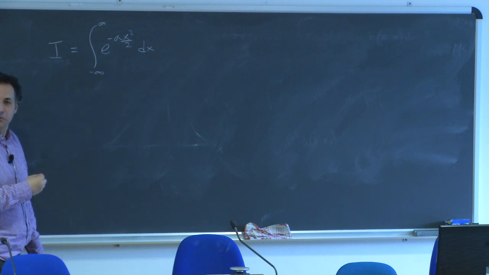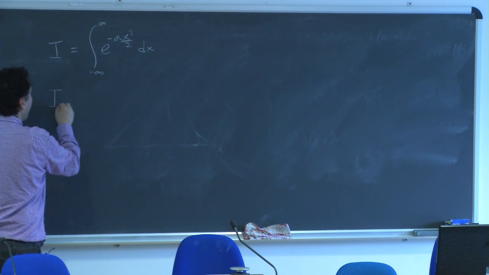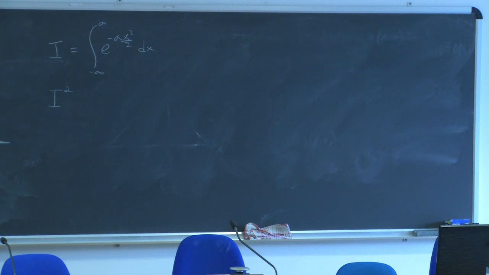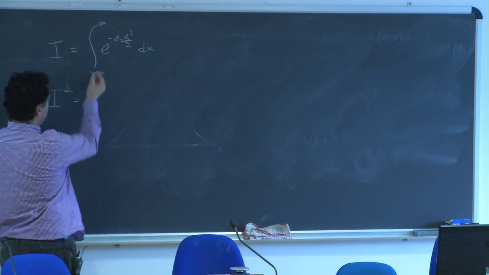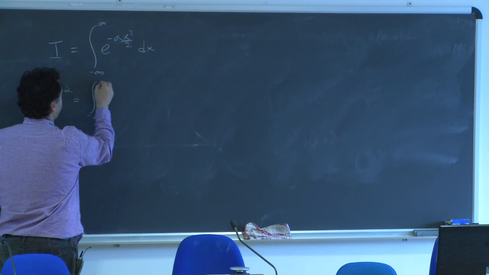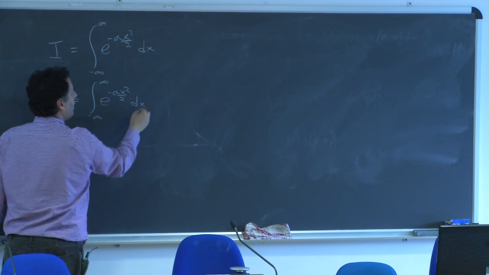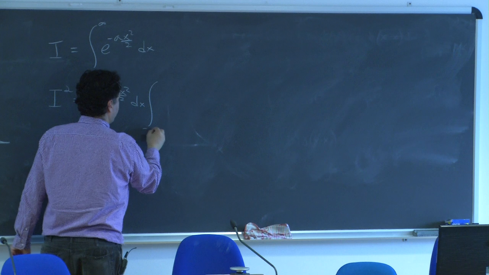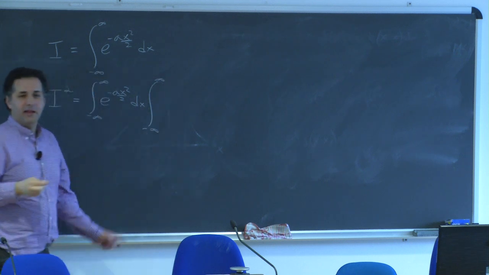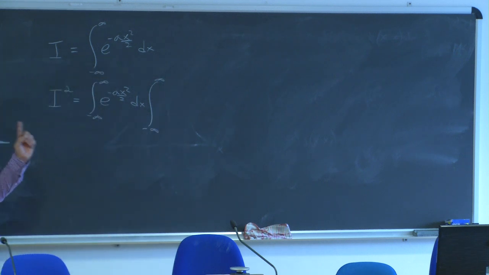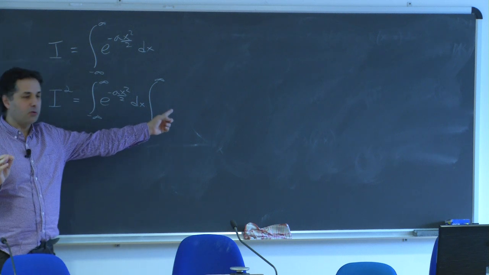I is difficult, but I squared happens to be easy. You say, come on, how is that possible? Well, this is the integral of e to the minus a x squared divided by 2 dx times the integral. So I just do it twice. Now, if you want to be super careful when you're solving an integral times an integral, what should I do here?